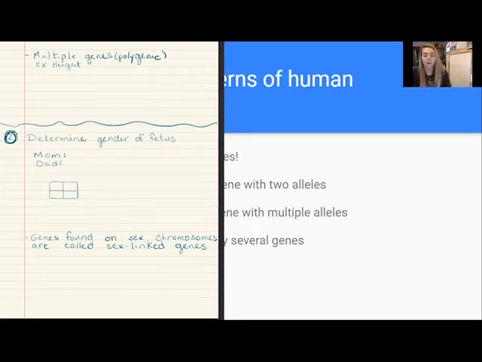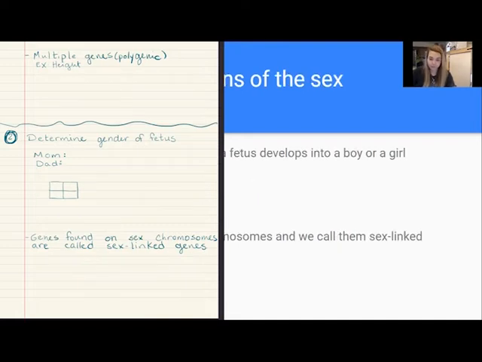And that is it for big question number 1. The type of inheritance patterns in humans that we talked about are a single gene with 2 alleles, a single gene with multiple alleles, and multiple genes. Does that mean those are the only ones? Definitely not. There are many other forms of inheritance patterns, but those are the 3 that we are going to be talking about. All right, so big question number 2 says, what are the functions of the sex chromosomes?